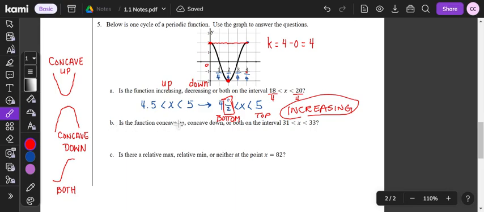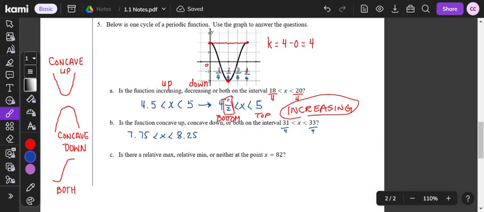I have to figure out, is this concave up, concave down, or both? Same trick. I'm going to go ahead and divide these by the period and figure out how far along my wave I am. All right, cool. 31 over 4. 31 divided by 4. Let's see. What is that? That is 7.75 if you put it in a calculator, I think. Yeah, that sounds right. Okay, and then 33. What is that? That is 8.25 if you put it in a calculator.